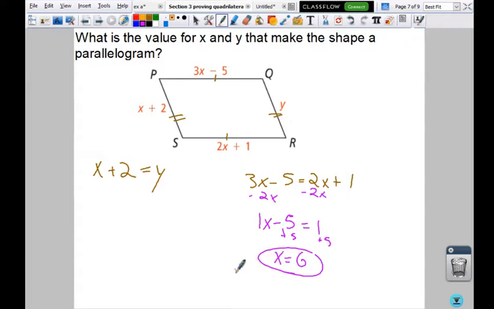Alright. So I found out x is 6. Now that I have that x is 6, I can take that 6, plug it right in up there for this x and solve it. I go 6 plus 2 is 8. I get 8 equals y.